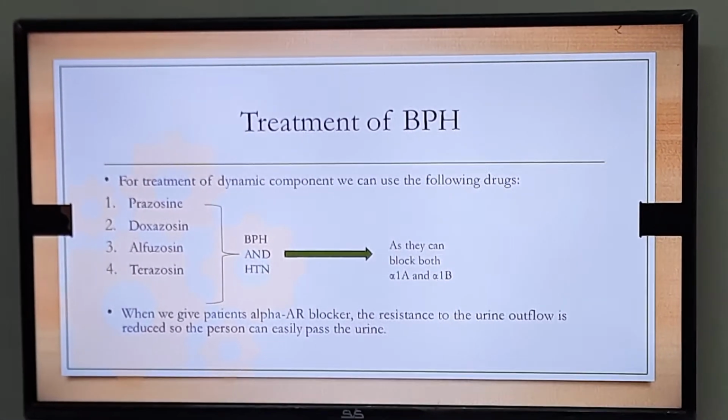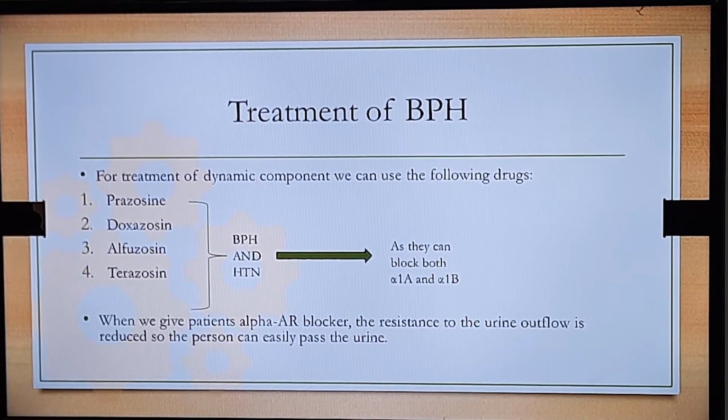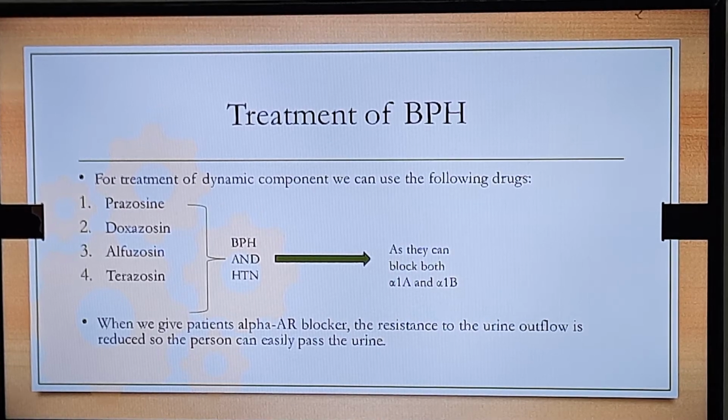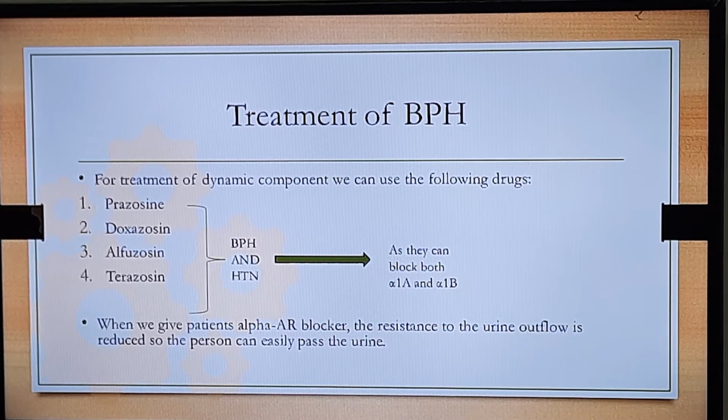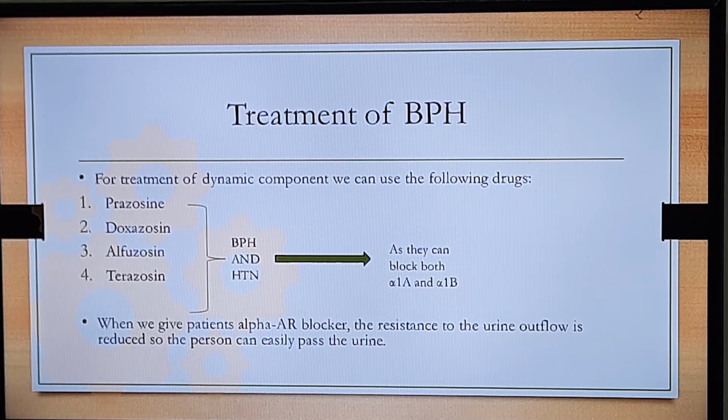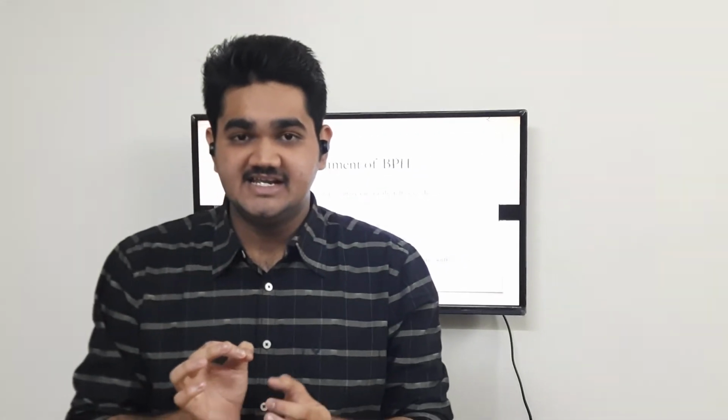Now by blocking alpha 1A, we can reduce जो resistance to the urine outflow है, and by blocking our alpha 1B adrenergic receptor, it is treating our hypertension. So as we know कि जो हमारा blood vessel होता है that is having alpha 1 adrenergic receptor and अभी हमने पढ़ा कि ये जो alpha 1 adrenergic receptor होता है which is present on our blood vessel, that is alpha 1B component. So by blocking alpha 1B component, relatively vasodilatation होगा and उसके वजह से जो patient का blood pressure होगा वो कम हो जाएगा.